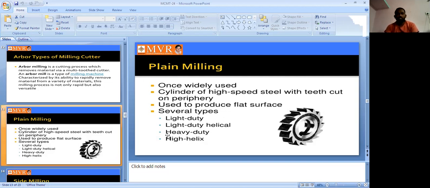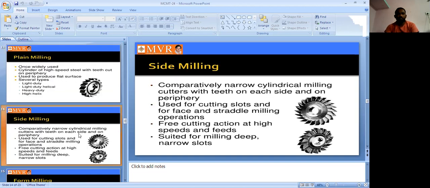Next, the second one is the side milling cutter. These are comparatively narrow cylindrical milling cutters with teeth on each side and on the periphery. These are side milling cutters. They are used mainly for cutting slots and for paste and straddle milling operations.